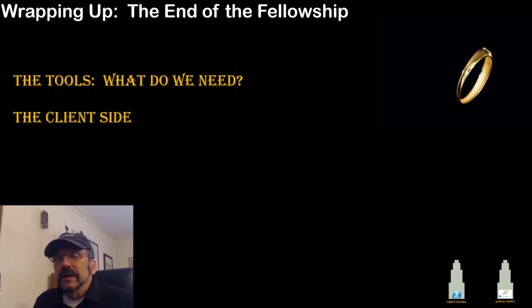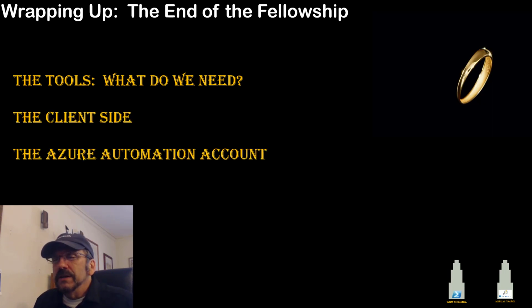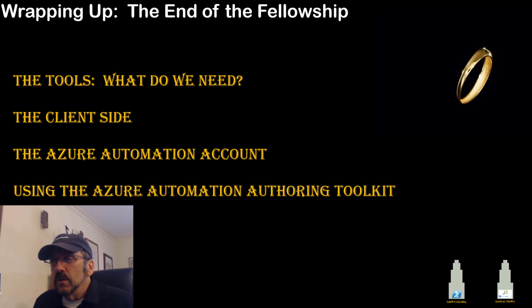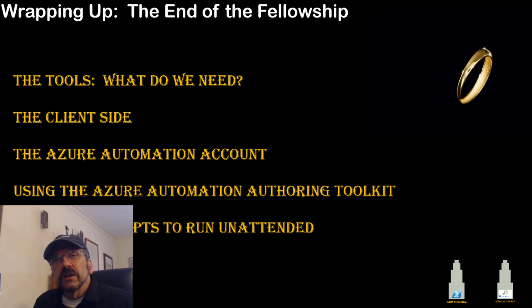Those are the tools. We talked about the client side in a fair amount of detail, and I have a whole other presentation you can look at, and also the Azure Automation account, which I also have another video on. And then using the Authoring Toolkit. We talked a little bit about setting up, and I put this as a bullet point just to make sure I covered it. This is where we cut the code out that logs us in automatically so we can do unattended mode, so that we could schedule it and it will just run.